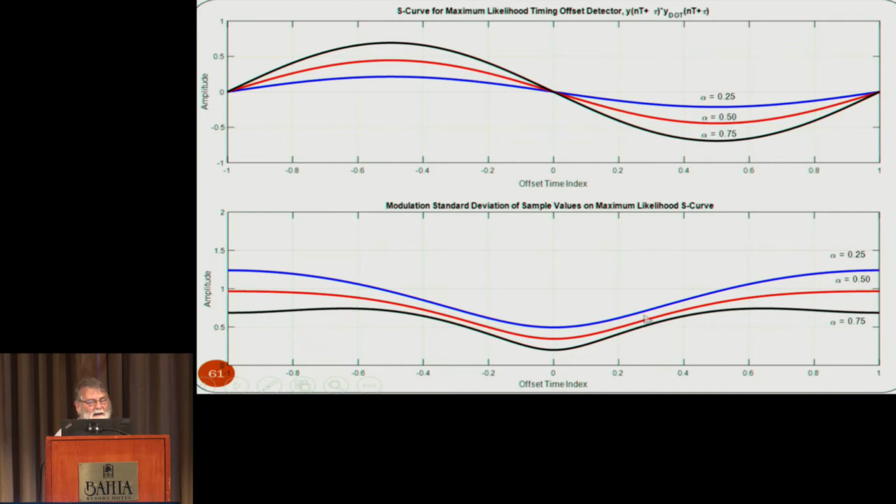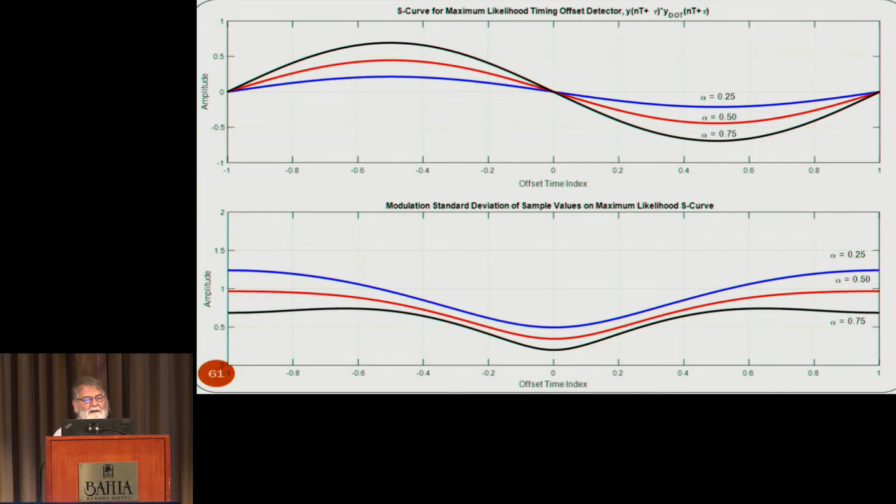Okay, this is really why I'm here, this presentation. What we want to do is ask, I wonder what the variance is of the three different kinds of timing detectors. There's the maximum likelihood, the Gardner, and my band edge filter. And these will be a function of the excess bandwidth.